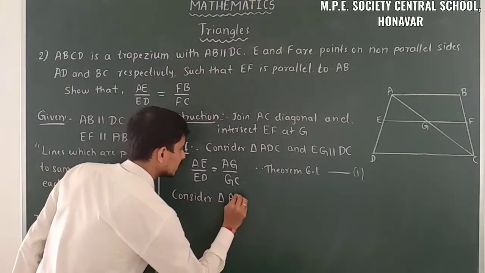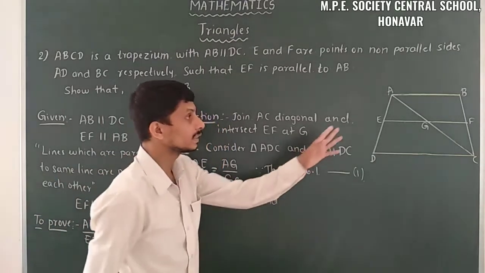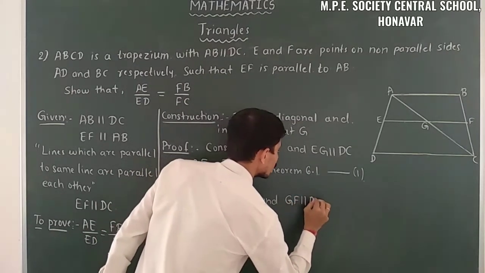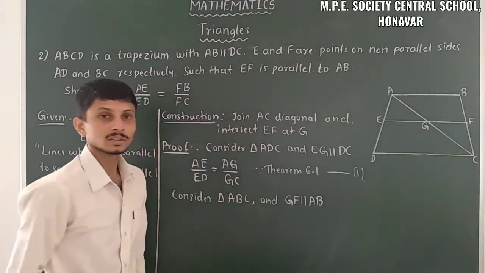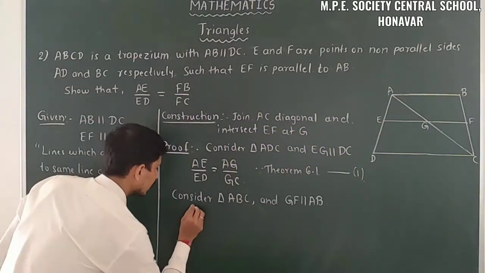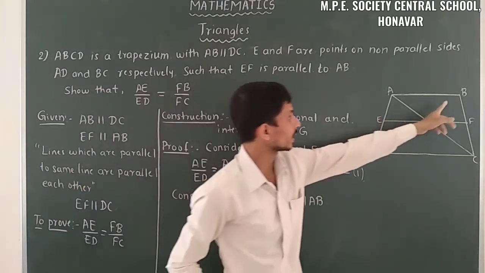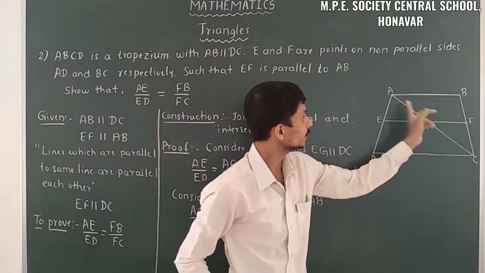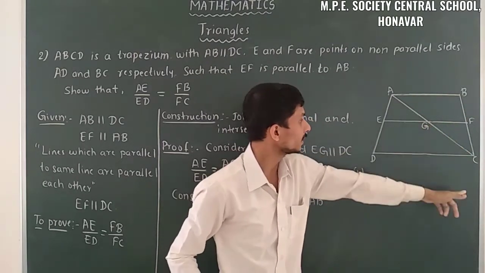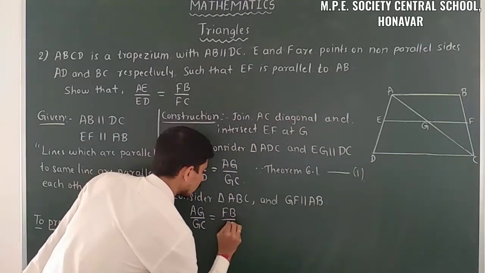Consider triangle ABC and GF is parallel to AB. So here AG by GC is equal to FB by FC, because GF is parallel to AB, so we take the other two sides, that is AG by GC and FB by FC.